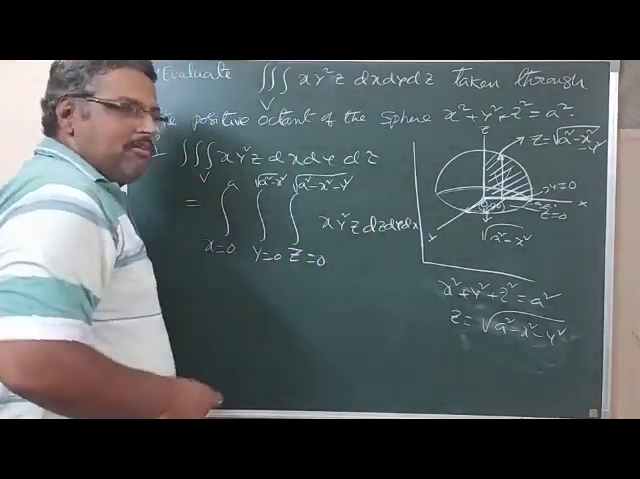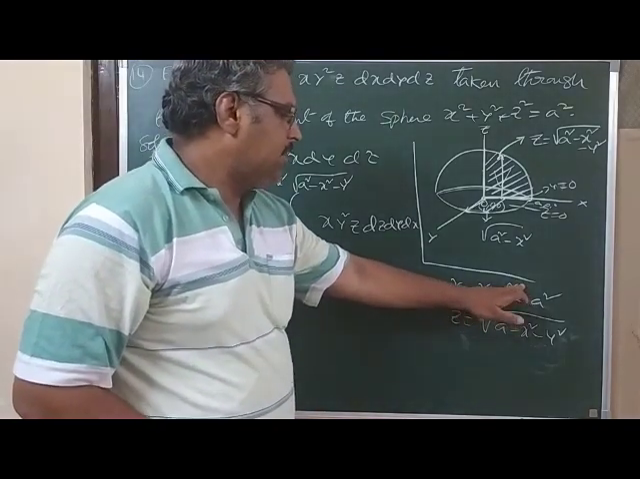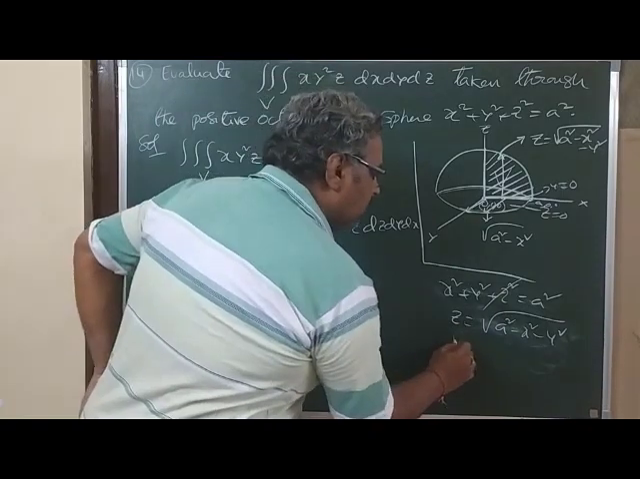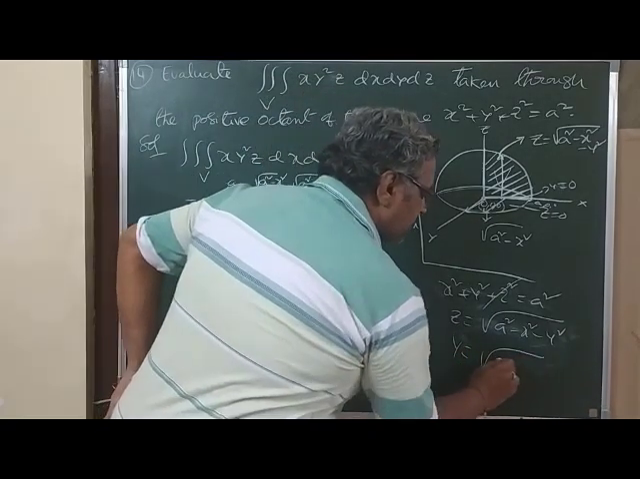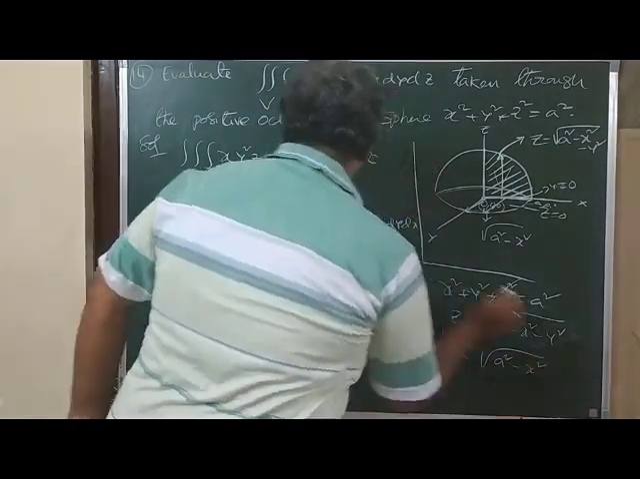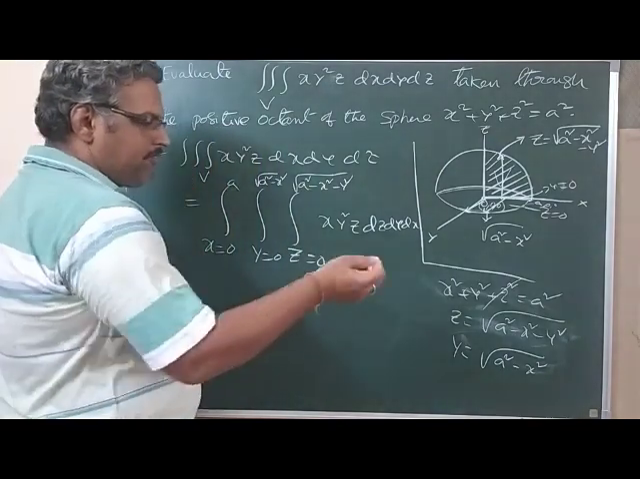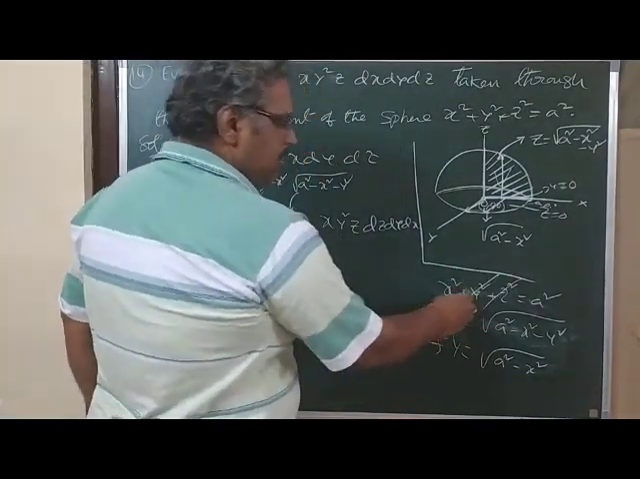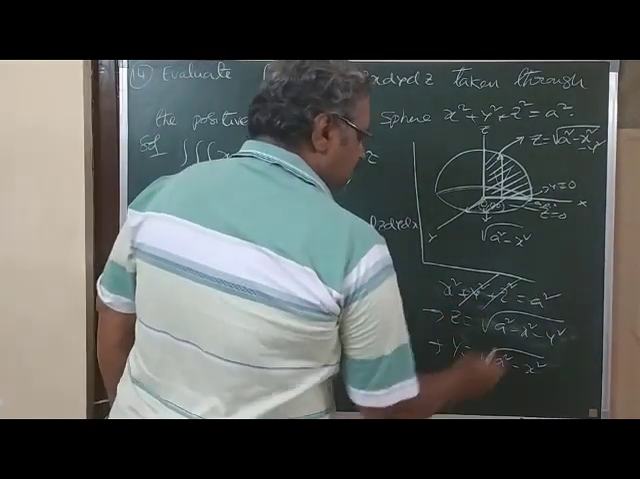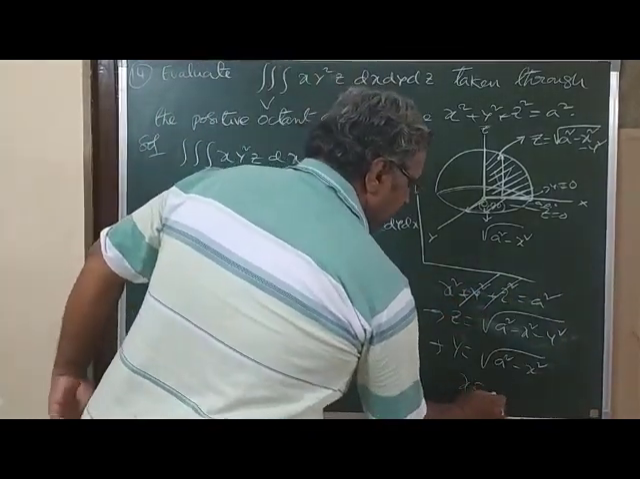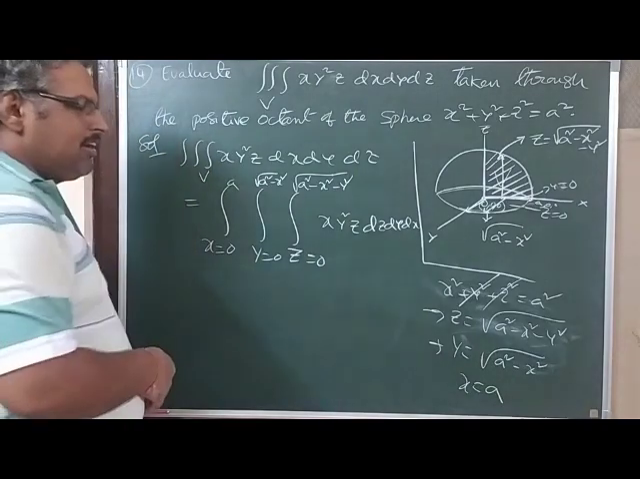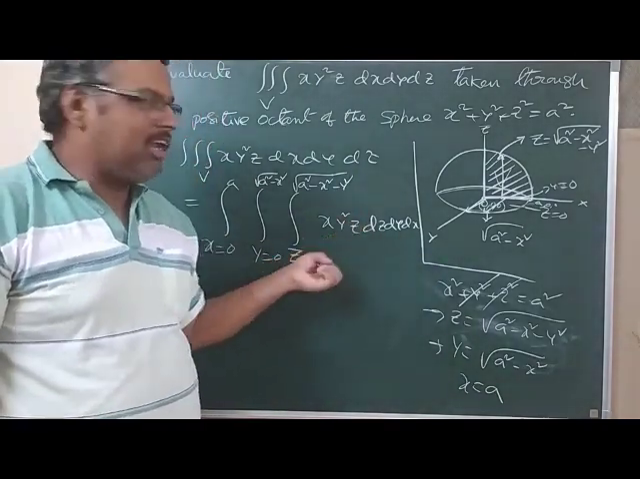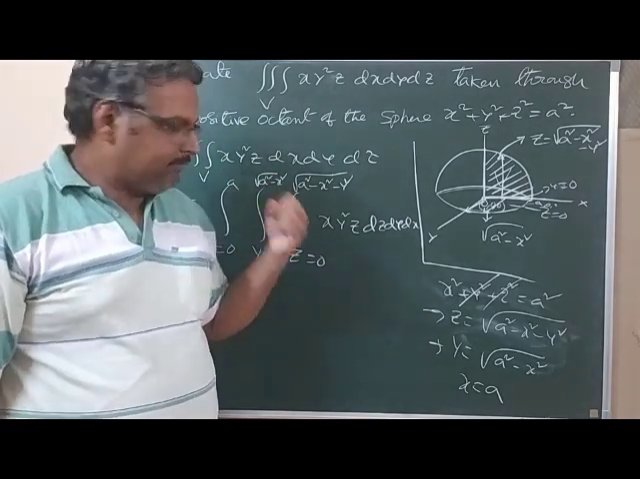Now for finding the y limits, very simple: in this equation, remove z. Then y equals root of a square minus x square. This is the upper limit. For finding the x limit, remove y. x square equals a square, x equals a, so the upper limit is a. This is a simple methodology for finding the limits of a triple integral.